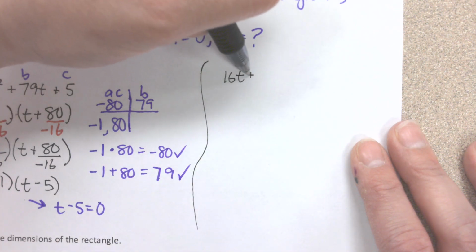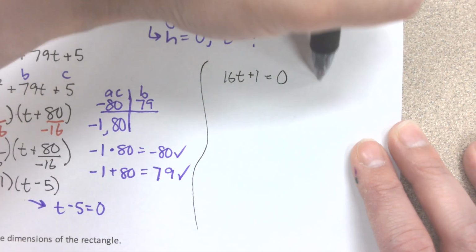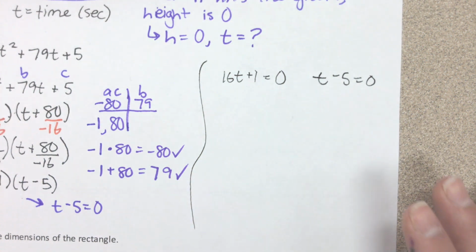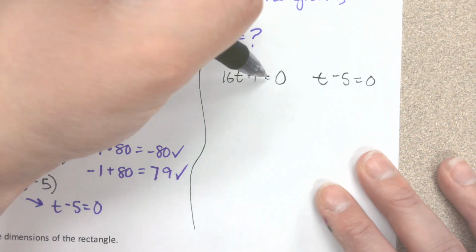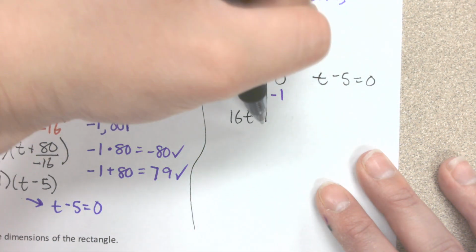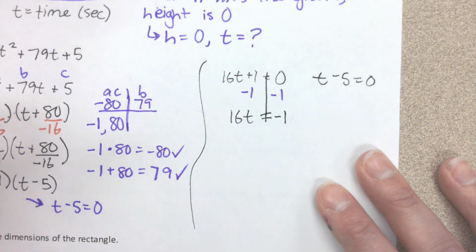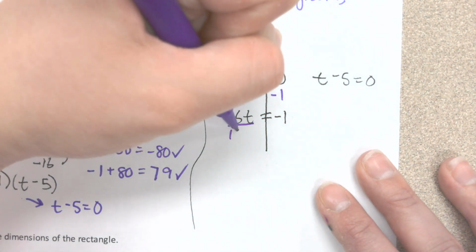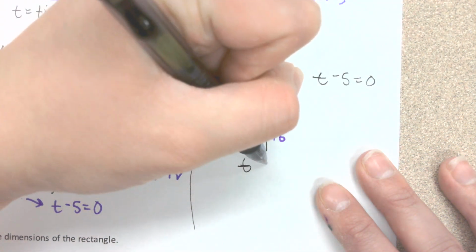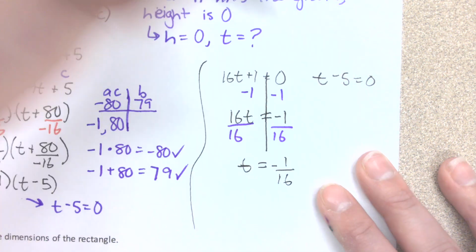So we have 16t plus 1 equals 0, and t minus 5 equals 0. (16t plus 1), that's a plus 1, I'll minus 1 on both sides. 16t equals negative 1. Let's get rid of that 16. We'll divide it on both sides. T is negative 1/16.